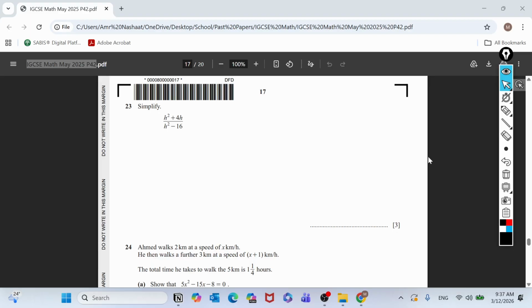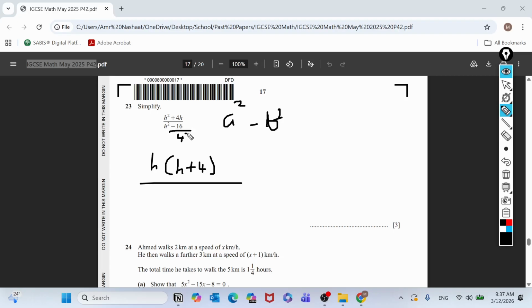Simplify (h squared plus 4h) over (h squared minus 16). Okay, h squared plus 4h, you can take h out, so h into what? h plus 4. So take an h out. Over h squared minus 16, this is a squared minus b squared. 16 is 4 squared.